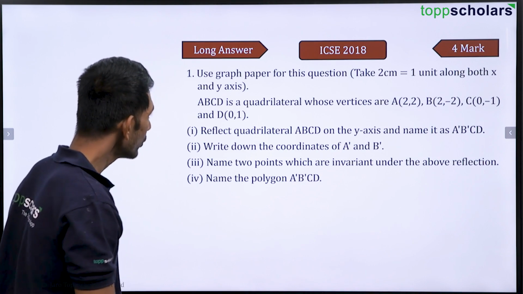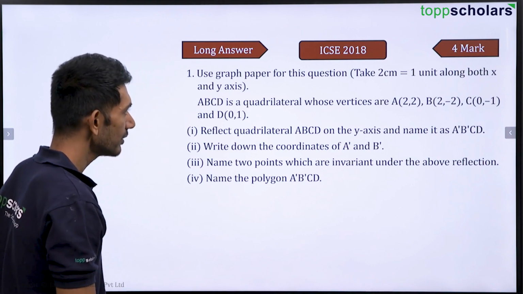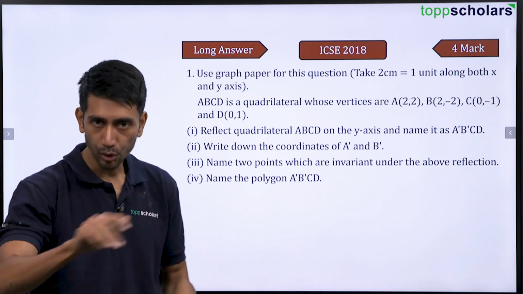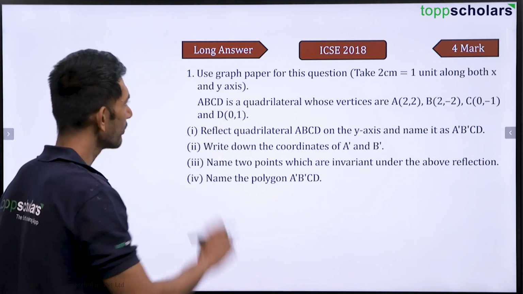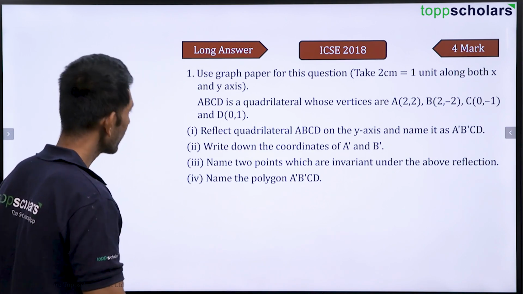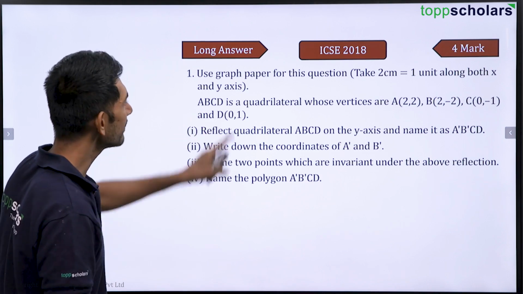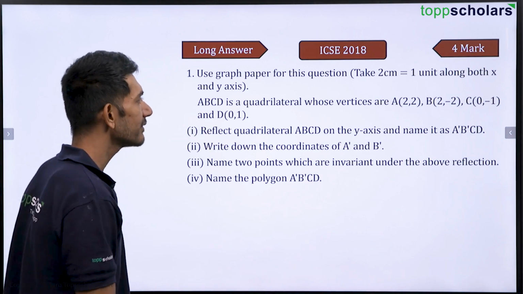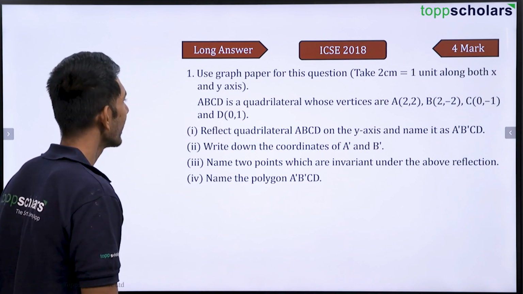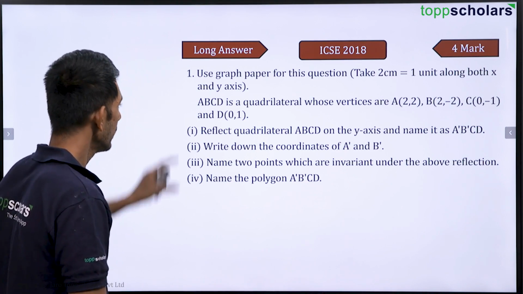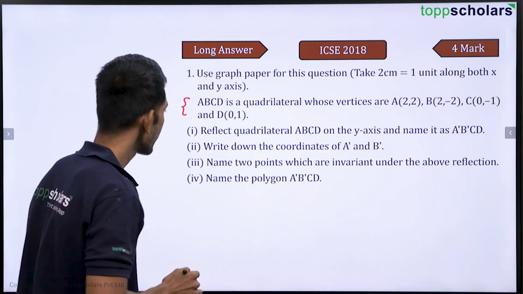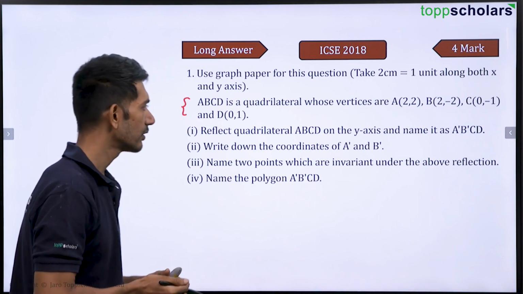It says use graph paper for this question. Take 2 centimeter equal to 1 unit, so obviously you need to draw all this. This is a 4 mark question. Take 2 centimeter equal to 1 unit along x-axis and y-axis both. ABCD is a quadrilateral whose vertices are (2, 2), (2, -2), (0, -1) and (0, 1). We are supposed to draw this quadrilateral ABCD, and then there are 4 questions.